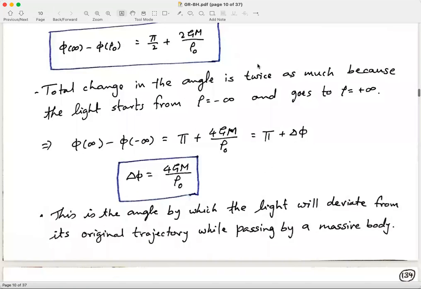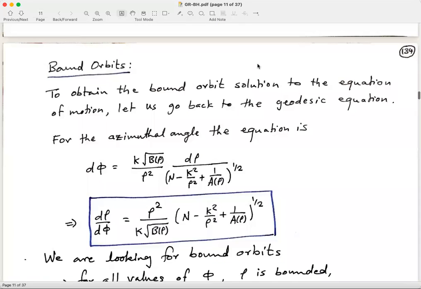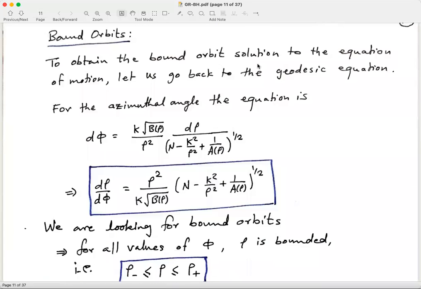Okay, maybe not. Maybe you can look at the bound orbits again. Unlike what we did in the bending of light case, where the particle started at a large value of rho, came close to the object, the point of closest approach was rho equal to rho naught, and then it went away again to large values of rho, that's not what would happen in the case of bound orbits. Bound orbits would have rho values which have a lower limit and an upper limit.